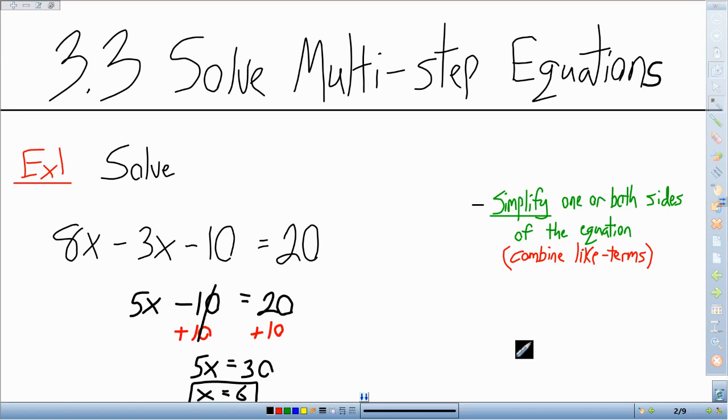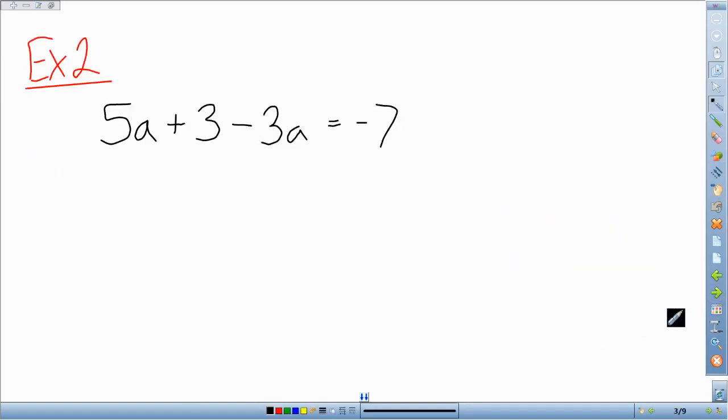Okay, so yeah, we're going to move through this kind of quick. Feel free to pause as we go through, but let's move on. Okay, take a look at this second example. Go ahead and copy it.